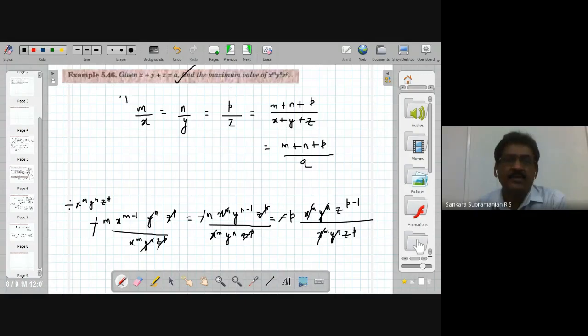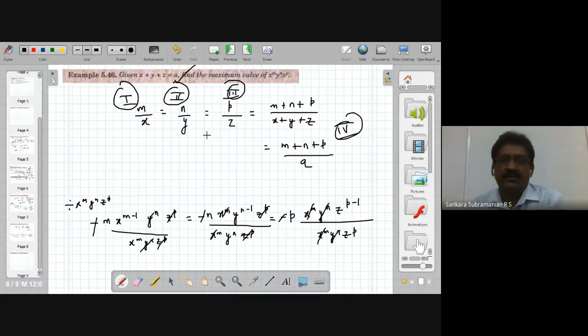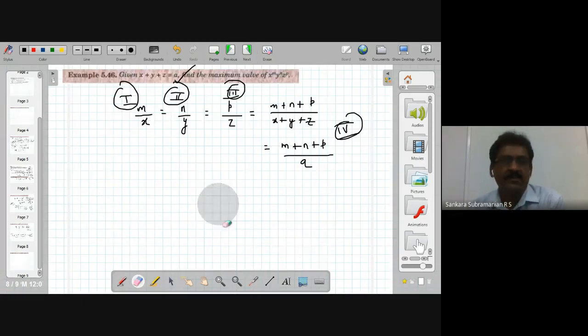So you can take this as equation 1, this as equation 2, this as equation 3, and this as equation 4. From 1 and 4 you can find x, from 2 and 4 you can find y, and from 3 and 4 you can find z. Or if you use equations 1, 2, 3 and 4 in the earlier process, the same answer will come.